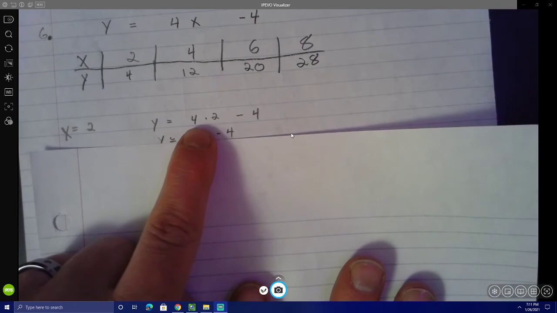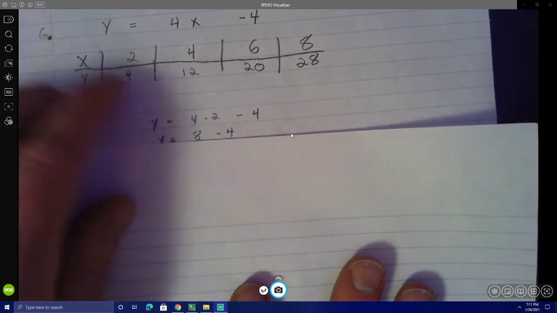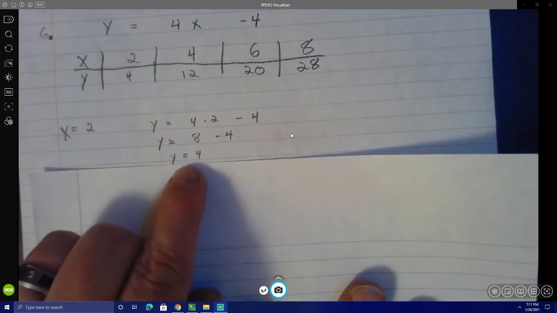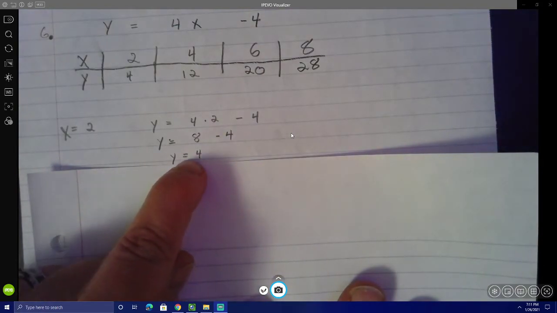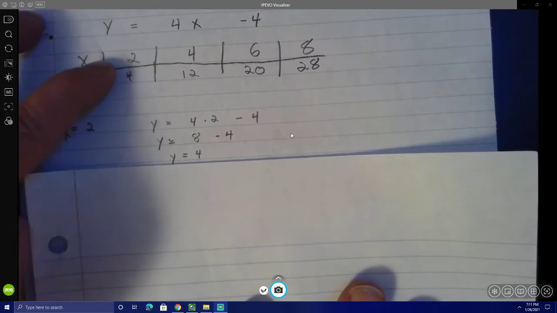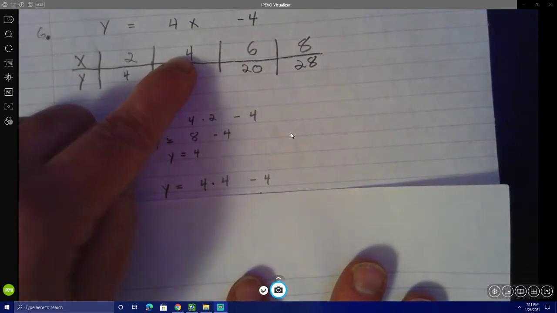I know I have to do my multiplication first, and I know 4 times 2 is 8, so I'm left with y equals 8 minus 4. And once I do that subtraction, I get y equals 4. From there, I can take that value for y and plug it into my table. I also had to then solve to find x.